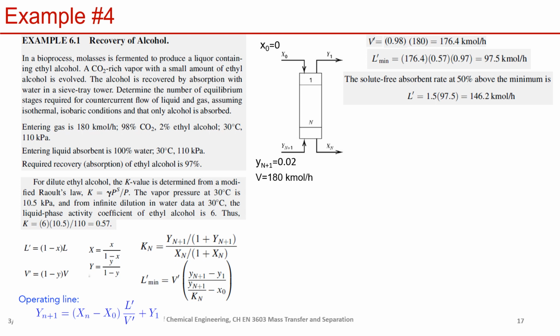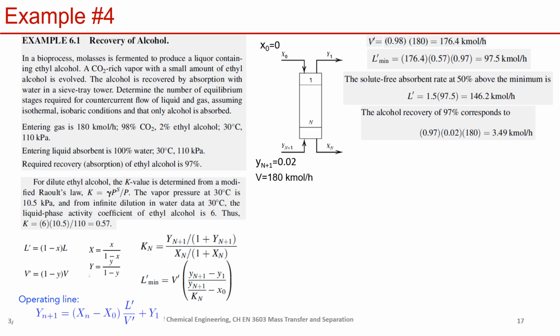Y n plus 1 is 0.02. So we know all the other numbers. And we know the K value is 0.57, right? And we have 97% of recovery. Then you can get this. And if we say we're going to operate this tower at 50% above the minimum flow rate, then L prime will be 1.5 times of that. That gives you this number.